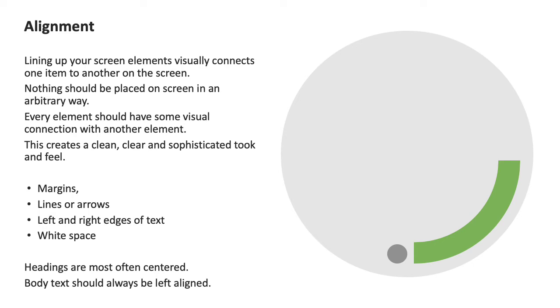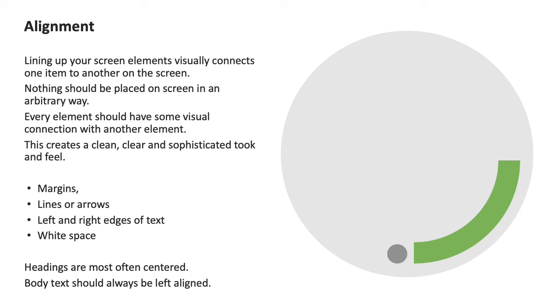So every element should have some visual connection with another element. Creates a clean, clear, sophisticated look and feel. So you don't have just a jumble of stuff spread all over your screen. When you're thinking of alignment, think of lining up the margins, using lines, white space, any lines or arrows that divide boxes of information.